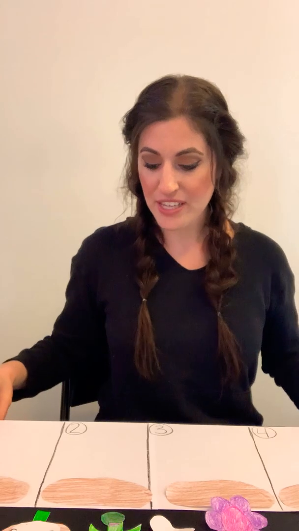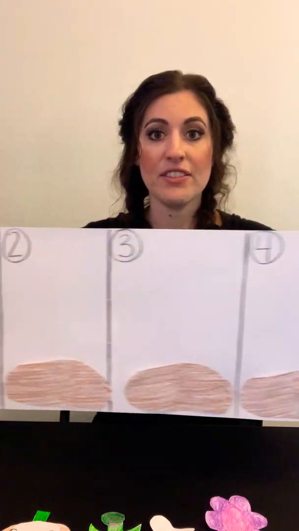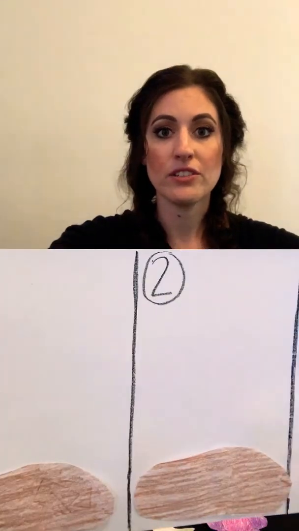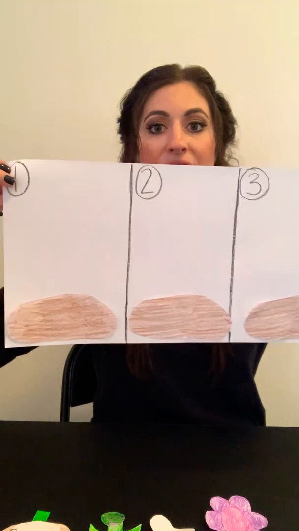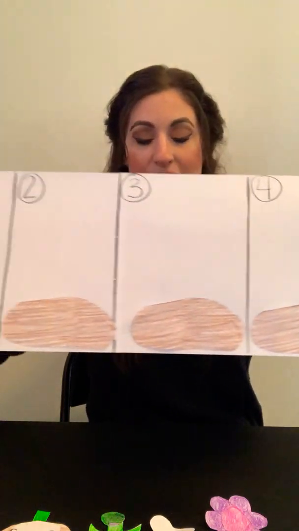So I have here 4 blank boxes. They're all labeled 1, 2, 3, and 4. And at the bottom of each box is dirt. And I need you to help me try to figure out how a flower grows. Do you think you can help me with that?